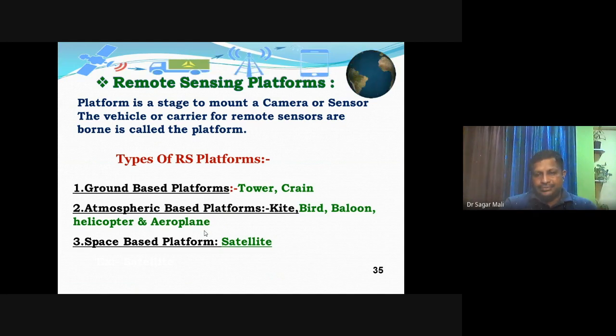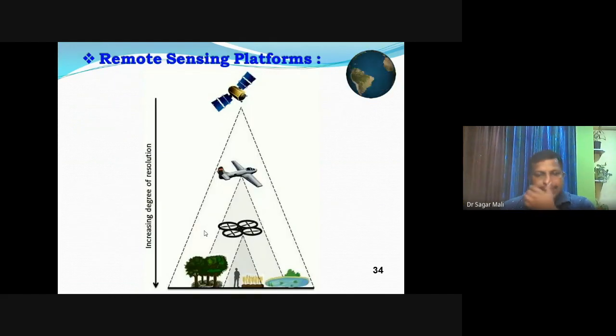Then above that, no doubt, there is a single platform called a satellite in space. This is how, slowly, the human being developed his technology to go up, to capture and bring a larger area under observation, and we reached from ground to air and now air to space. So this is how we can see the development through this imaginary picture.